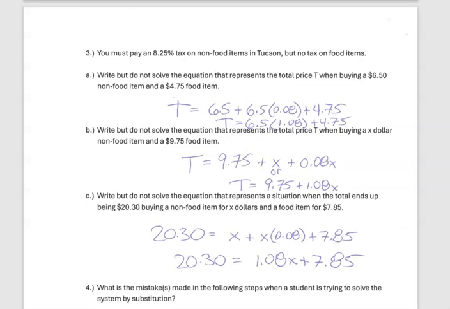The next one, the only difference is they don't tell you how much the non-food item is, so that just becomes an X. Once again, do not forget the 0.0825, not just 0.08, that's just 8%, and we wanted 8.25%. And technically, you can have the 1x and the 0.0825, and that would get you 9.75 plus 1.0825x. And then lastly, they change it up a little bit, and they make it so that you know what the total cost is, which is $20.30. You can see how I did this. Just once again, make sure you have 0.0825 because it is 8.25%, not just 8%.